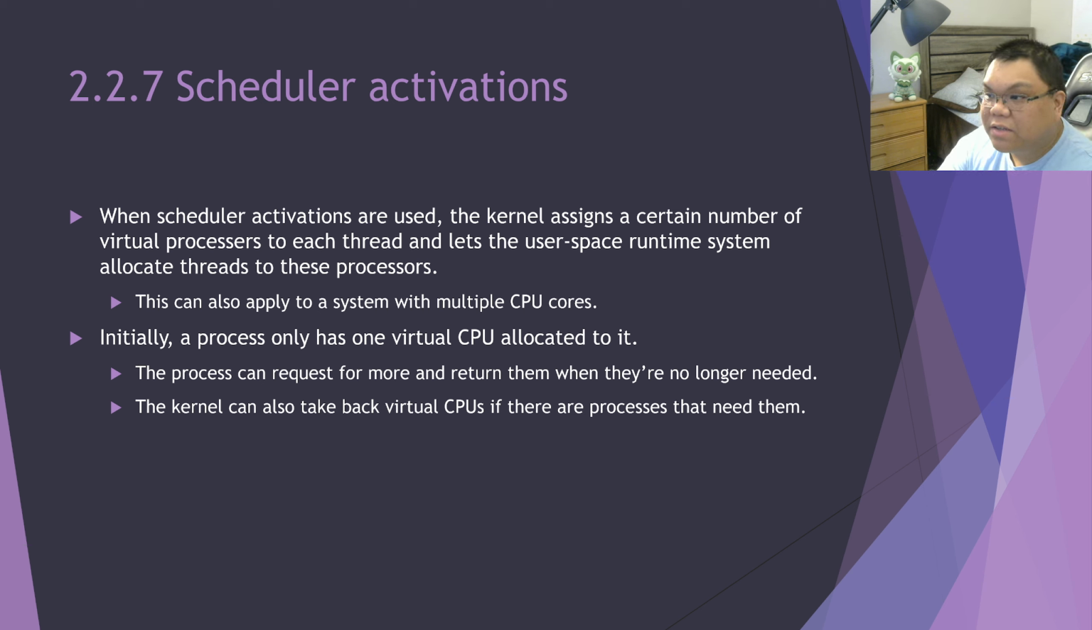When scheduler activations are used, the kernel assigns a certain number of virtual processors to each process, and then it lets the user space runtime system allocate threads to these processors. This also applies to a multi-core CPU. So initially, one process only has one virtual CPU allocated to it, but the process can request more if needed and return them when they're no longer needed. But the kernel can also take virtual CPUs away if it needs to give them to a process that needs it way more. Say there's a process that's been waiting too long and it really needs the processor core available so it can do something.